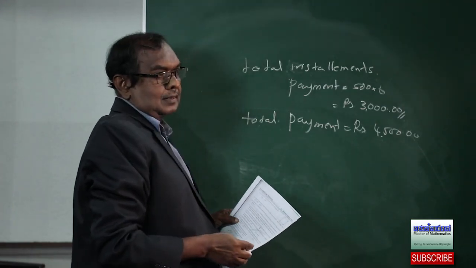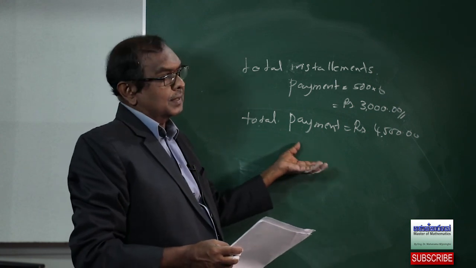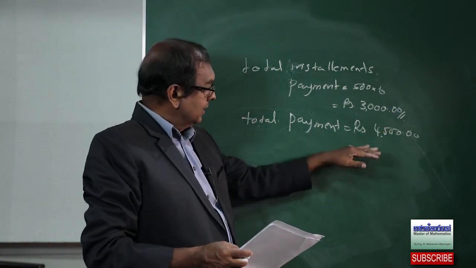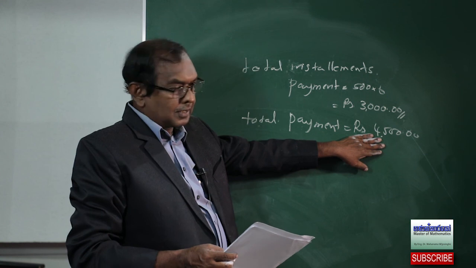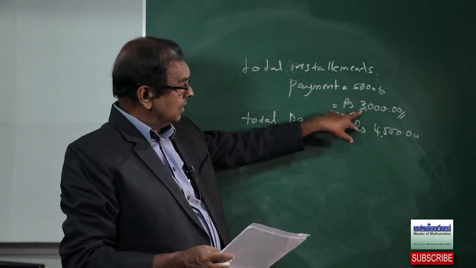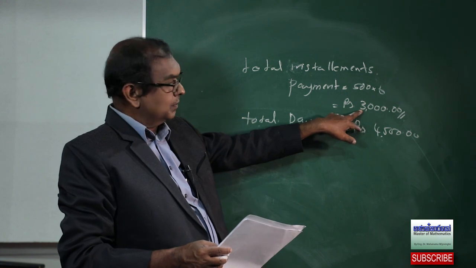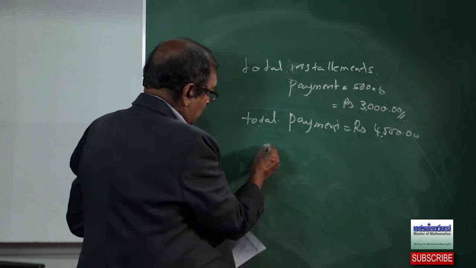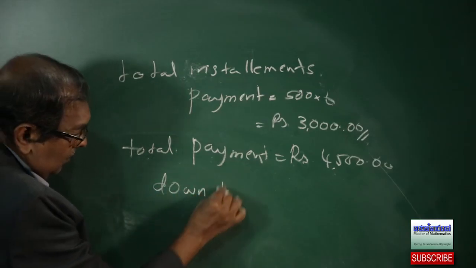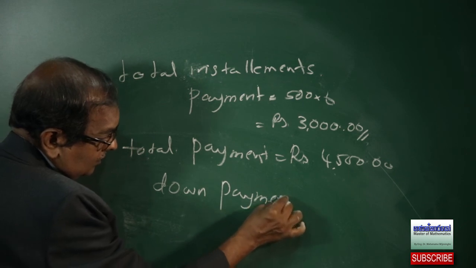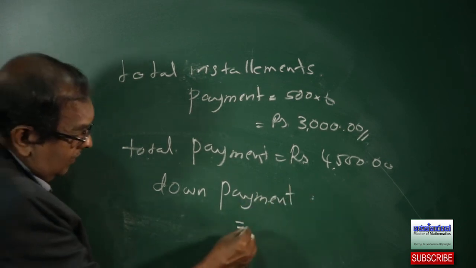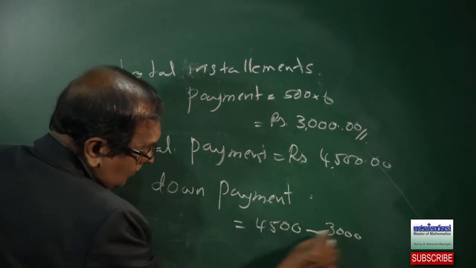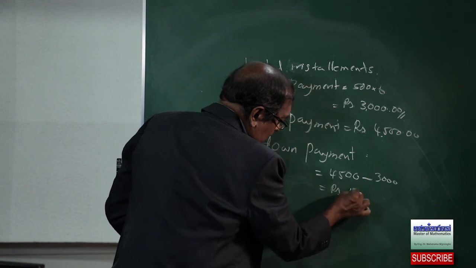Then what is the down payment? Normally, initially we have to pay some amount of money, then with the monthly installments. The total payment is 4,500. The total amount for the monthly installments is 3,000. The balance should be the down payment. Then the down payment, it is the initial payment, 4,500 minus 3,000. This is rupees 1,500.